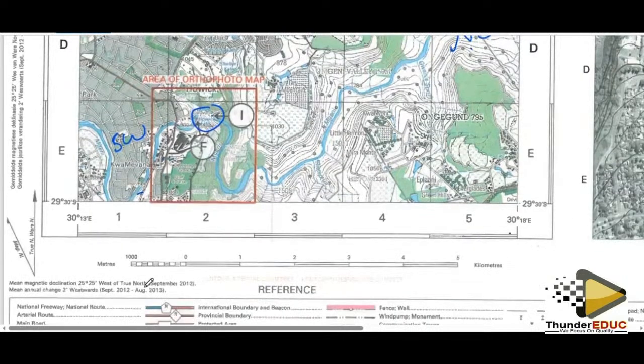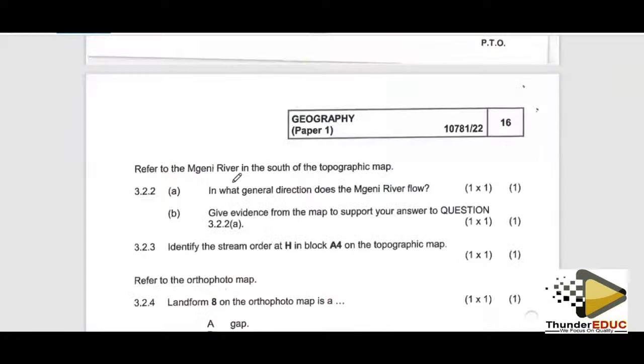So that's why we say that this river is flowing to the southwest direction. Write it down here. Southwest direction. Give evidence from the map to support your answer.